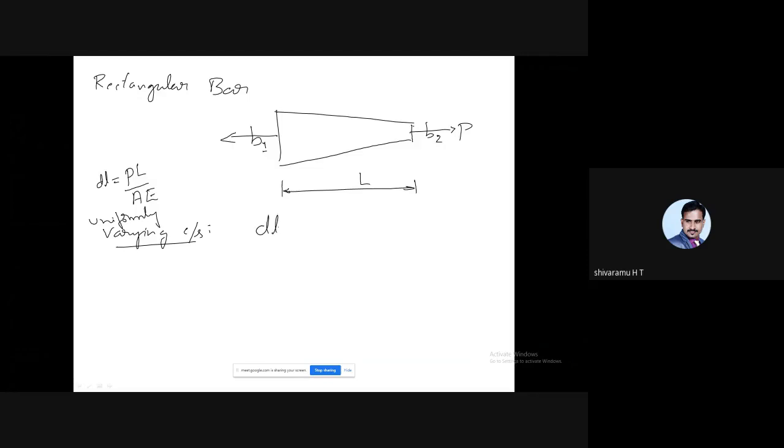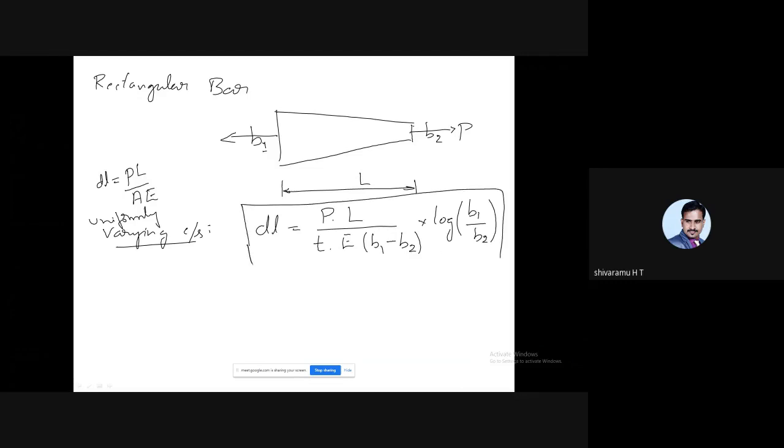So the total deformation for the rectangular bar with a uniformly varying cross section will be equal to P into L, where P is the load and L is the length, divided by t, indicating thickness, and E is Young's modulus, into (B1 minus B2). Here B1 will be at the bigger end and B2 at the smaller end, so the width is varying from B1 to B2, into log of B1 divided by B2. This is the expression we are going to consider to find the deformation of the bar when the cross section varies from the bigger end to the smaller end when a tensile load is applied.